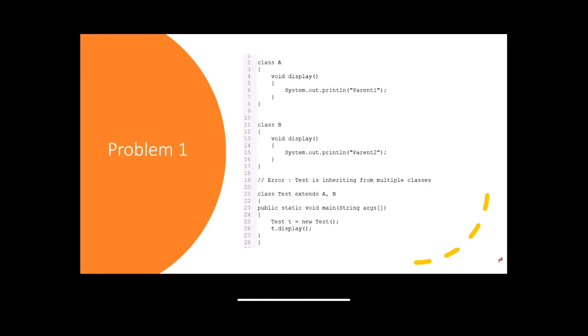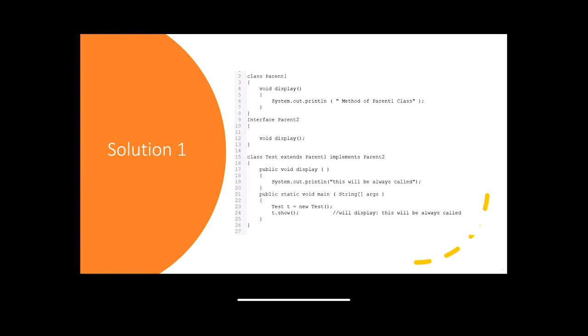In this example, you can see I am having a class A and a class B. My class A has a display method. My class B also has a display method. Now my test class is trying to inherit both A and B. Since multiple inheritance is not supported by Java, you will get an error message that test is inheriting from multiple classes. As a solution, if you forcefully want Java to execute multiple inheritance, you can do this using interfaces. So let us see the solutions.